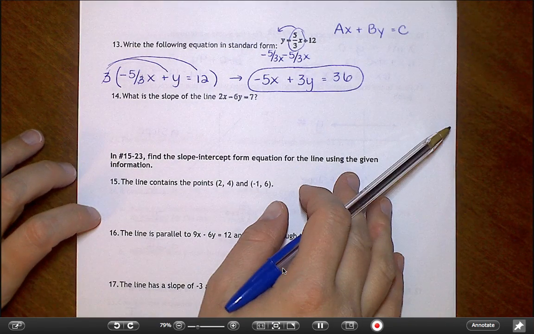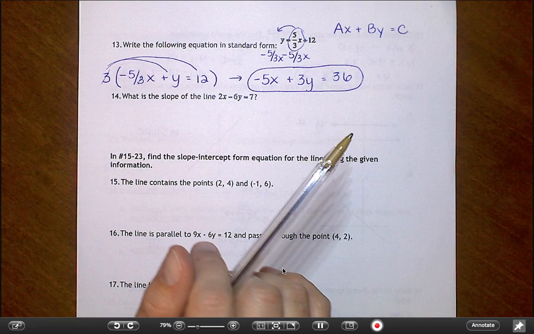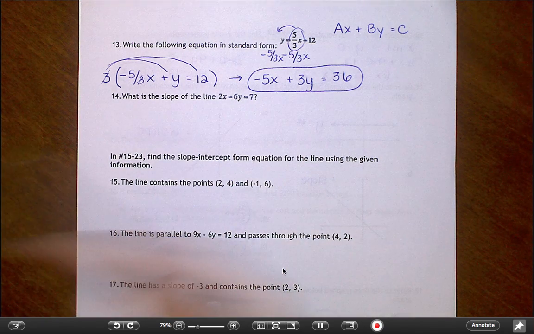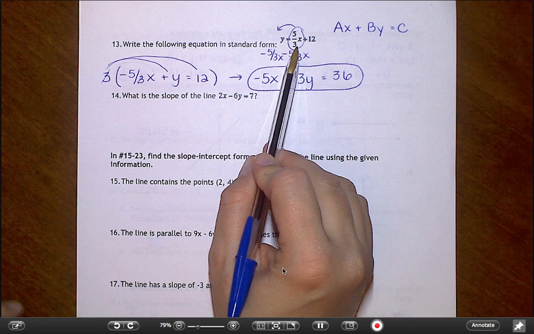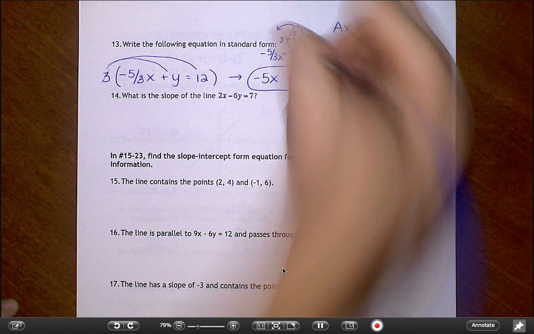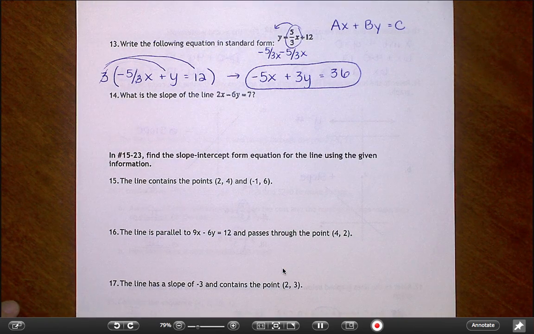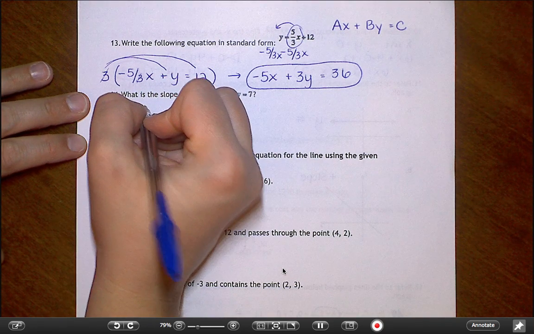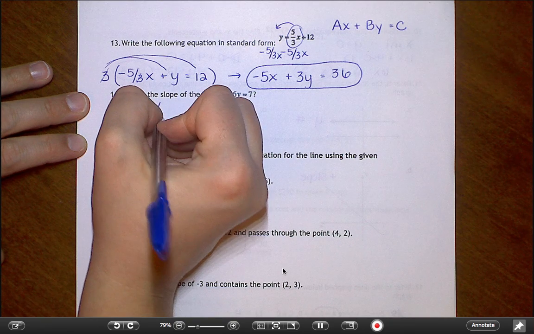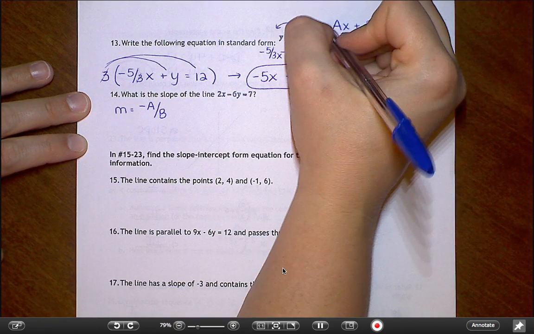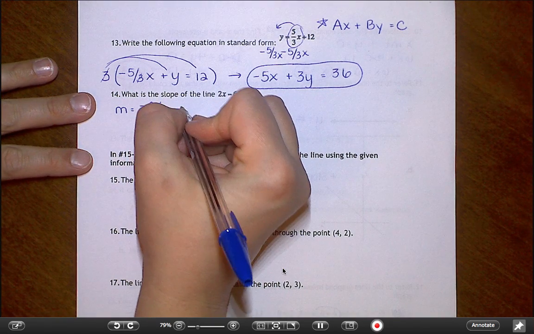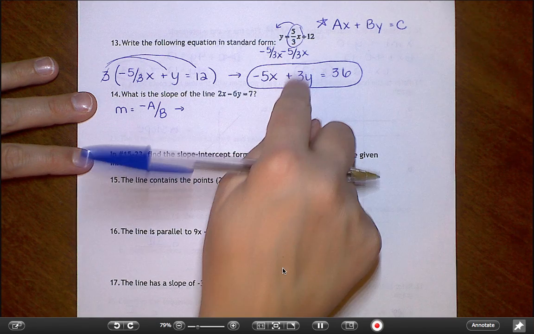So looking at number 14, I've got a standard form equation, and it asks me for the slope. And you could rearrange this so that it's in slope-intercept form, and then the slope is just this magic number sitting here in front of the x. But we have a shortcut, and our shortcut is you can always find it by doing negative a over b. If you think about what standard form looks like, you can always find slope by doing negative a over b. Let me just go ahead and do that, and then I'll show you how that relates up here.